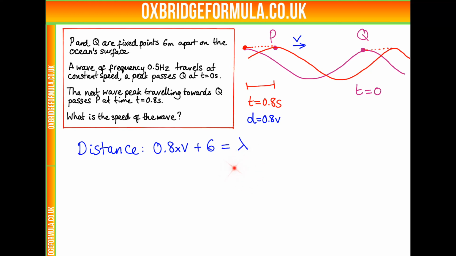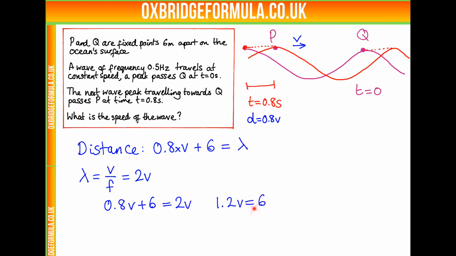And then we know the wavelength is the speed of the wave divided by frequency. So dividing by 0.5, or a half, will just give us 2v. So if we put this in, we know that 0.8v plus 6, which is the total wavelength, or the total distance travelled in this period, is 2v, using that relationship that we found above.